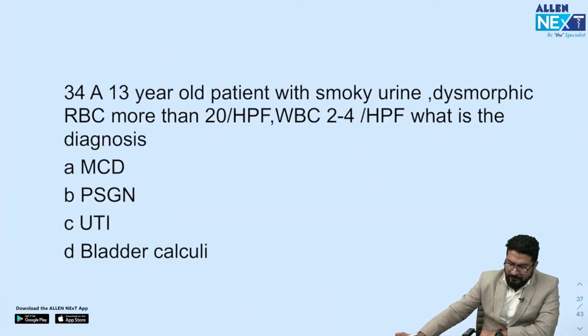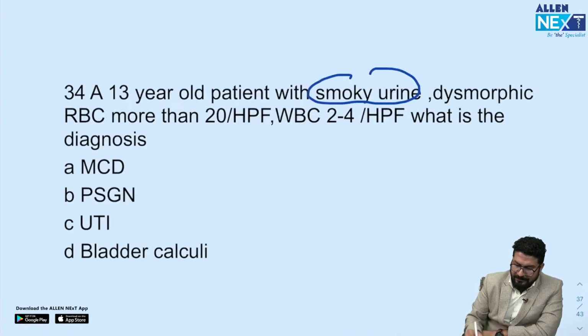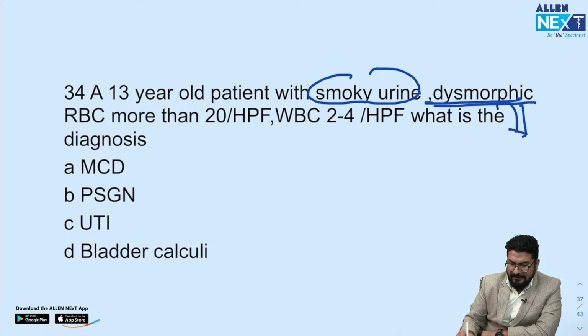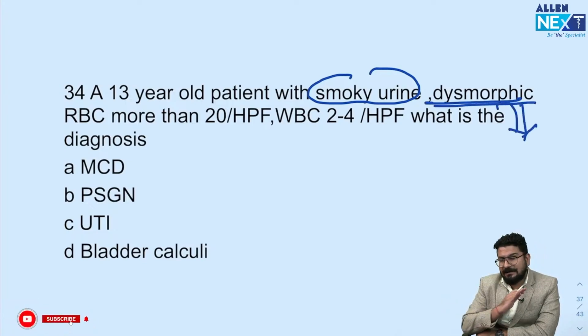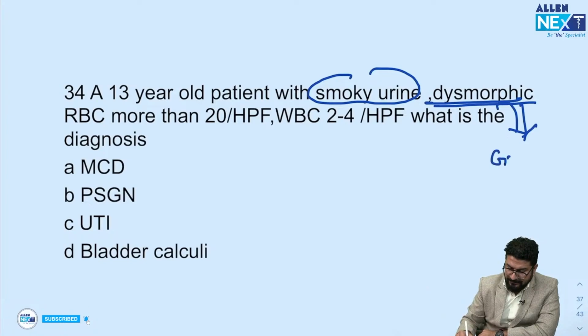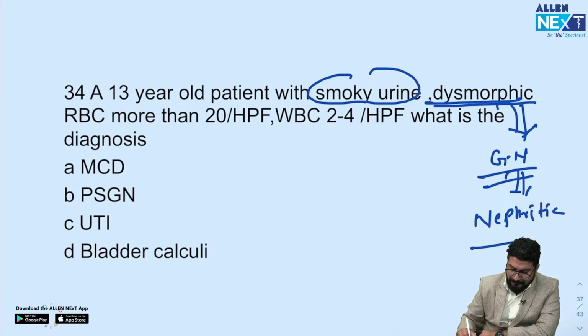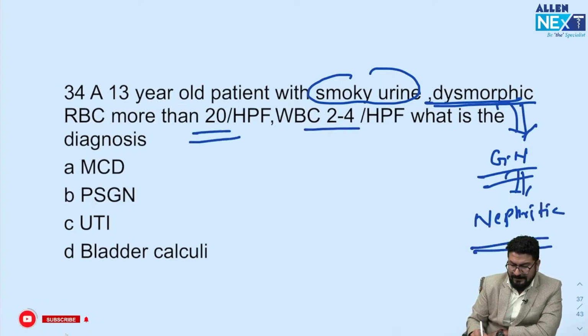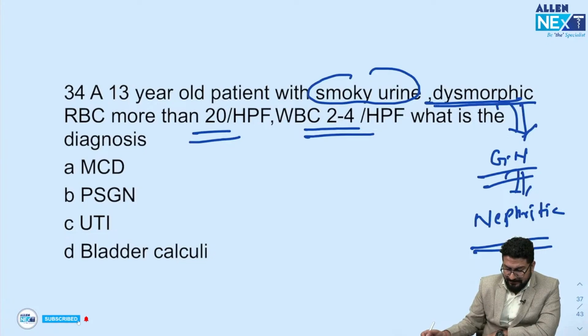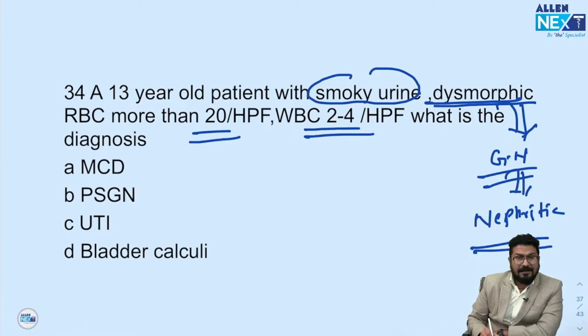A 13-year-old patient with smoky or cola colored urine and dysmorphic RBCs. This is the biggest hint in the MCQ. Dysmorphic RBCs clearly suggest glomerulonephritis, specifically nephritic syndrome. You can see cola colored urine, RBCs more than 20, and very few WBCs.